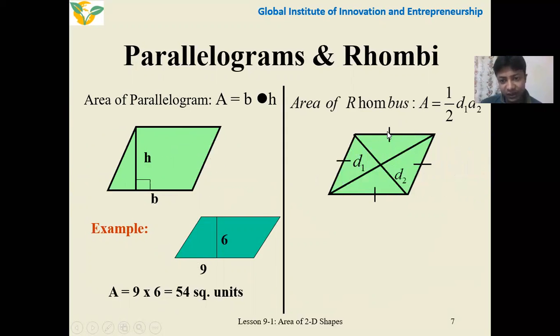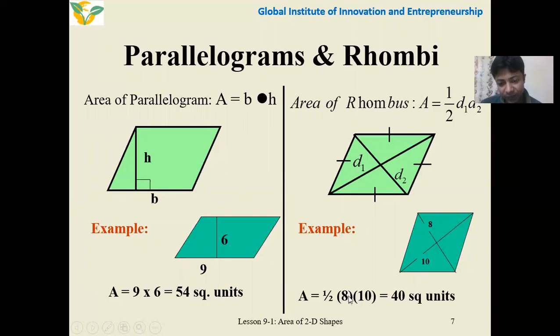Okay. In case of a rhombus, the sides are not necessarily parallel, but all the sides have the same length. So the area of a rhombus is 1 by 2 into diagonal 1 and diagonal 2. This D1 and D2 represent diagonal 1 and diagonal 2. So if my diagonals are 8 and 10, then I will get the area 1 by 2, 8 into 10, which is 40 square units.